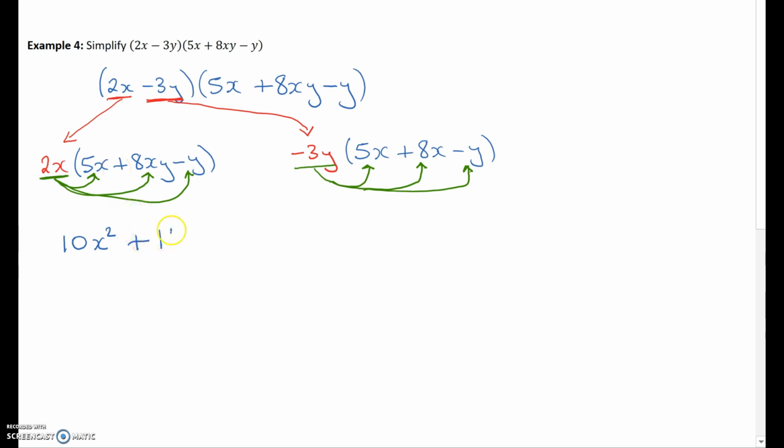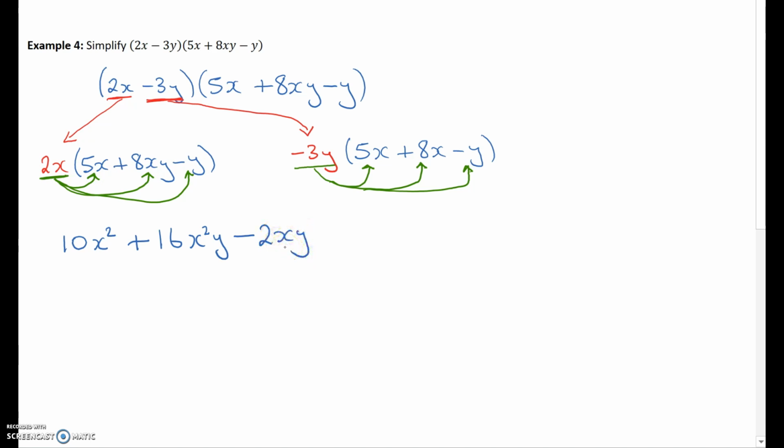2 by 8 is 16. Now x by xy. The x's are the same, so add the powers in the x's. There was a 1 here and a 1 here, so that's x squared, and there's only a single y. And then 2x by negative y. It was plus 2x by negative y. Plus by a minus is minus. 2x by y is just going to be 2xy.